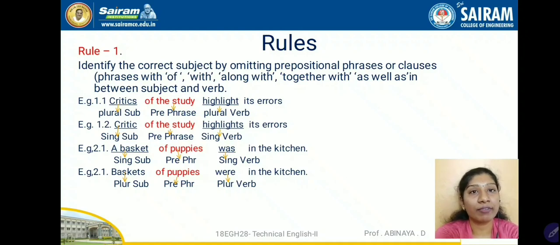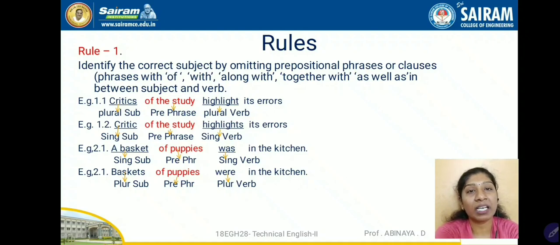See the first example, 1.1, critics of the study highlight its errors. So, here the subject is critics, the verb is highlight, and in between, of the study is the prepositional phrase. So, you should not take study as a verb or something like that. Here the subject is critics; if the critics is singular, go for a singular verb, if it is plural, go for a plural verb. Here the critics is a plural subject, so we use the plural verb highlight.